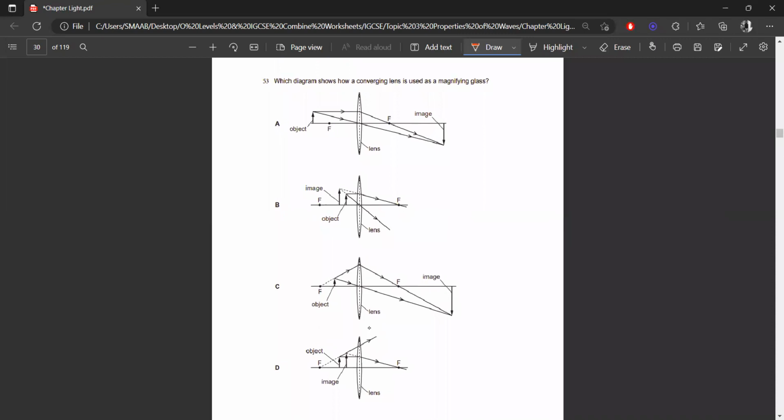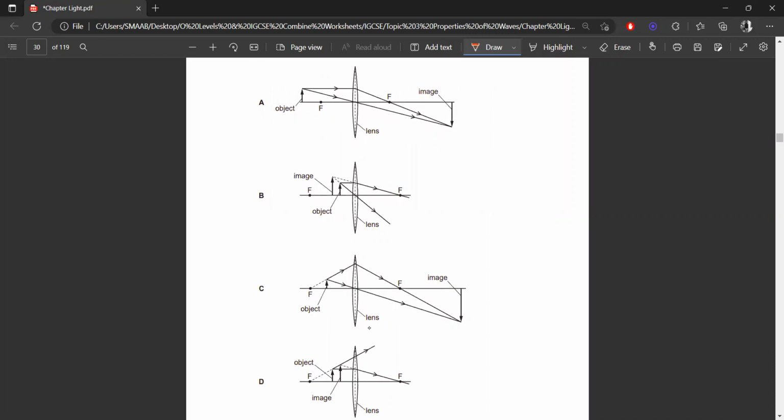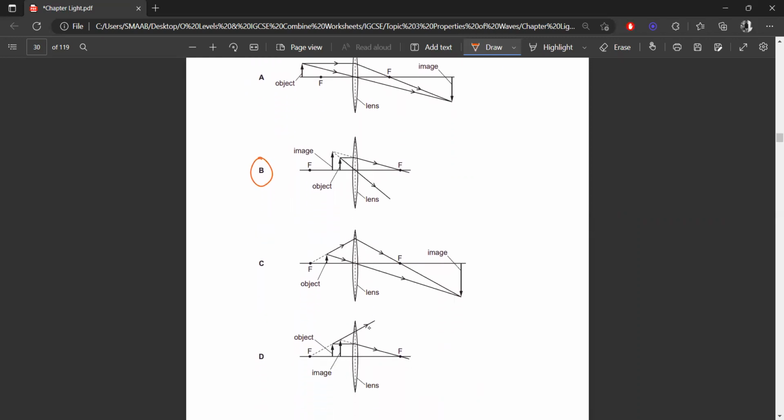53. The diagram shows a converging lens used as a magnifying glass. So in which part are we using the convex lens as a magnifying glass? We have to place the object very close, because if we are using a magnifying glass, we place the magnifying glass close to that small object so that the object will be magnified. So which option will be the right one? B? B is the right option because all light rays are correctly marked over there and the image is also magnified.